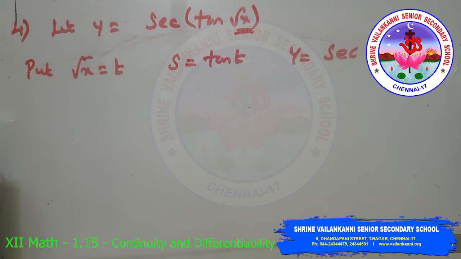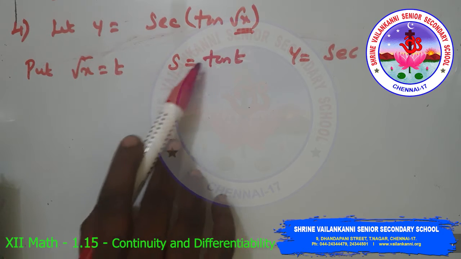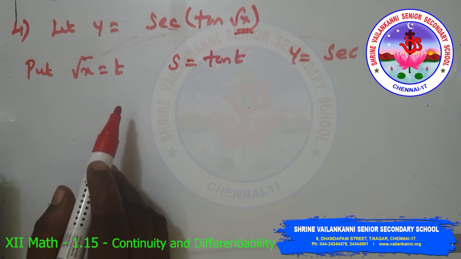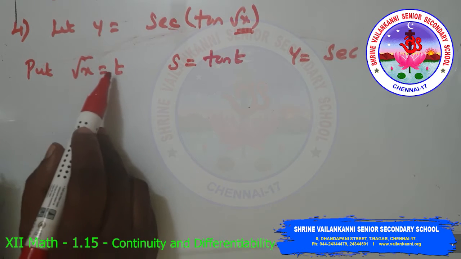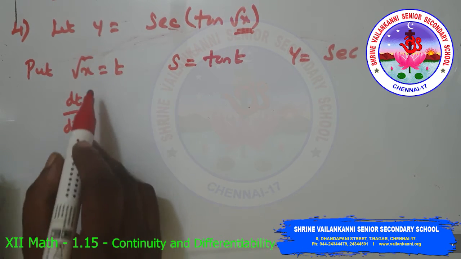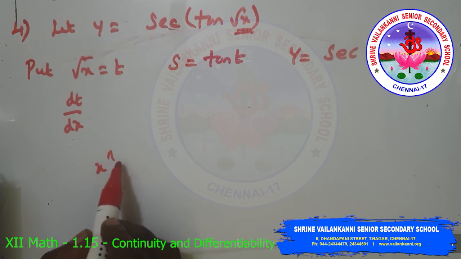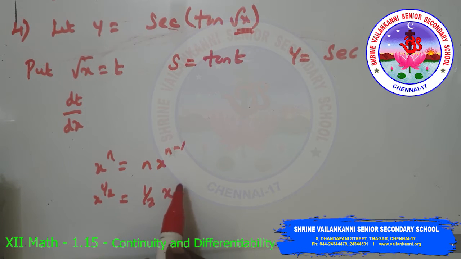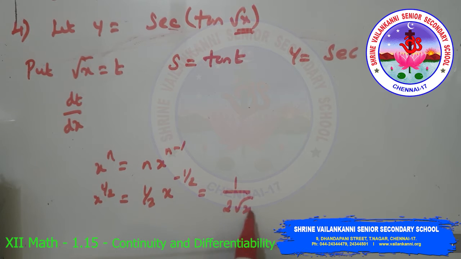Fourth question, y equal to secant of tan root x. Put root x as t, and s is equal to tan t, and y is secant of s. So we have to find dy by dx, differentiating this with respect to x. So dt by dx: using the formula, derivative of x power n is n x to the power of n minus 1. Root x is x power half, so half of x power half minus 1, which is minus half. So 1 by 2 root x.